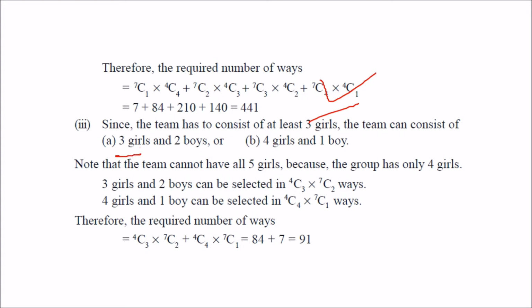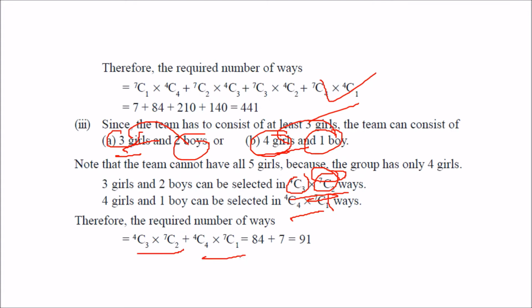Now at least 3 girls. At least means it cannot be lower than 3 girls. So 3 girls, or you can have 4 girls. If you have 3 girls, you need to take 2 boys, and if you have 4 girls, you need to take 1 boy. Now just 3 girls and 2 boys: 4C3, 7C2. Multiply them. 4C4 and 7C1. Multiply them and just add these two.